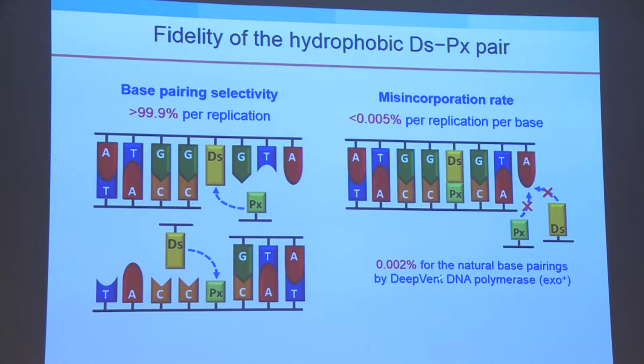Another important thing is misincorporation of unnatural base substrate opposite natural bases in the template. In this case, the misincorporation rate is less than 0.005% per replication per base. So this is a natural base misincorporation rate. So that's why this unnatural base misincorporation is mostly the same as natural base fidelity.